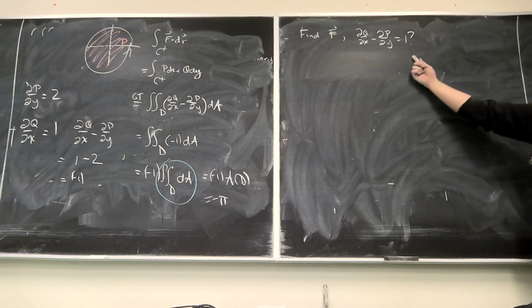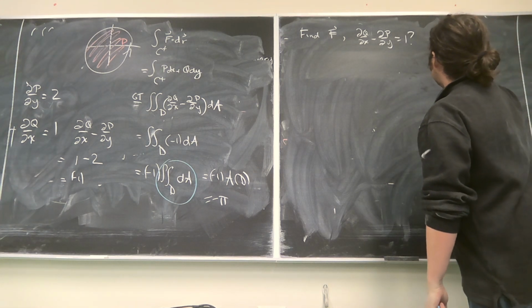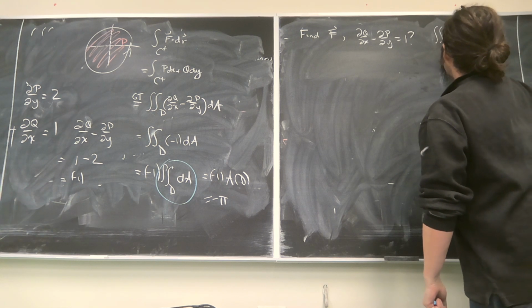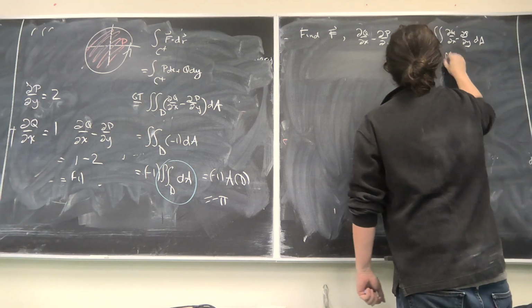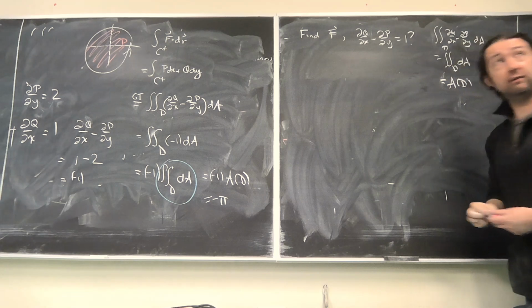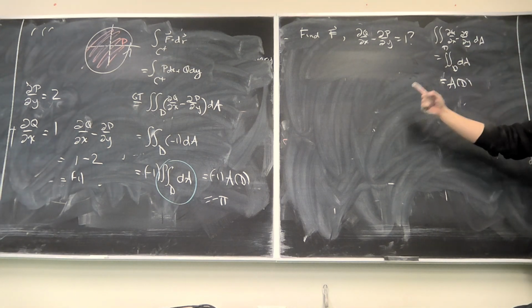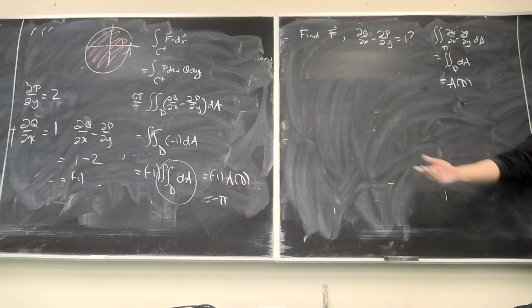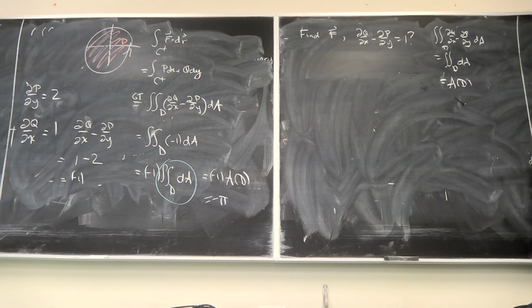Because if I could find one of those things, then it would be the case that the double integral of dQ/dx minus dP/dy would be equal to the double integral over D of dA, which would be the area of D. So if I could find a vector field that had the property that dQ/dx minus dP/dy was 1, I could use Green's theorem to just calculate the area. What's a really easy vector field? And if I want to calculate area of a region, I want that vector field to be the easiest possible vector field in the world. Can you think of one?